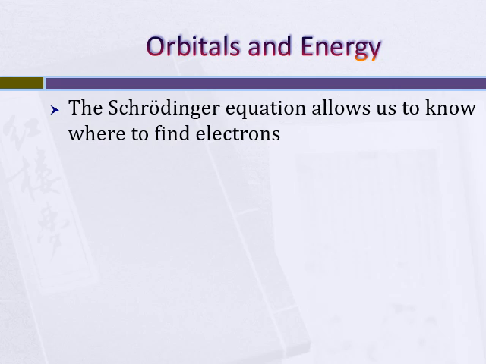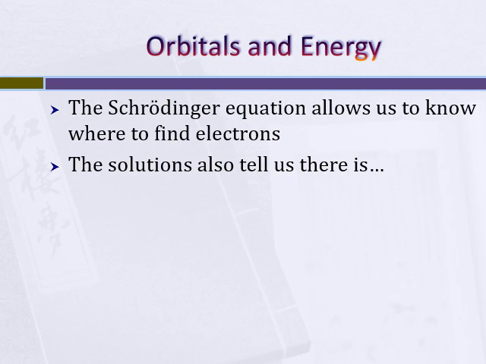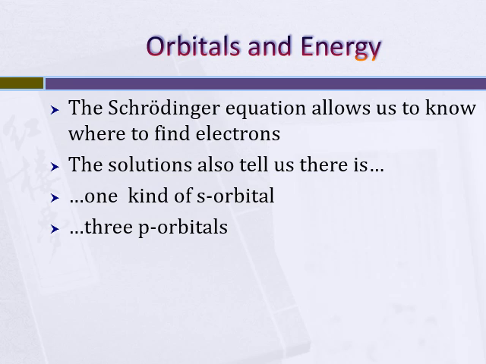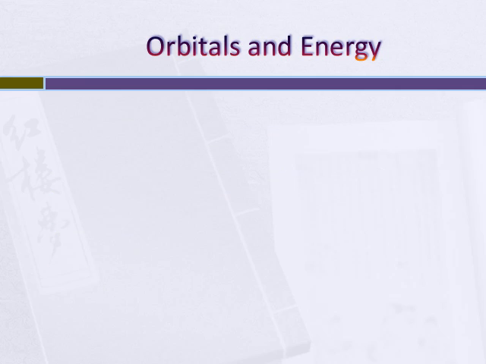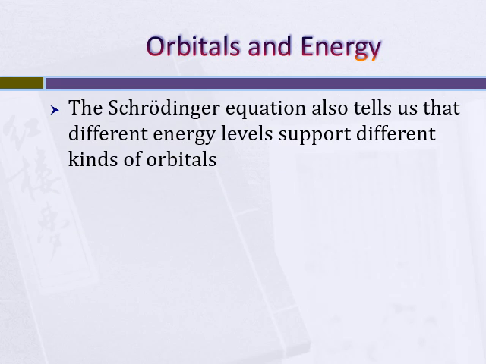The Schrödinger equation allows us to know where to find the electrons. It also tells us that there's one kind of s orbital, just that sphere, 3 p orbitals, 5 d orbitals, and 7 different kinds of f orbitals. The equation tells us that different energy levels support different kinds of orbitals.